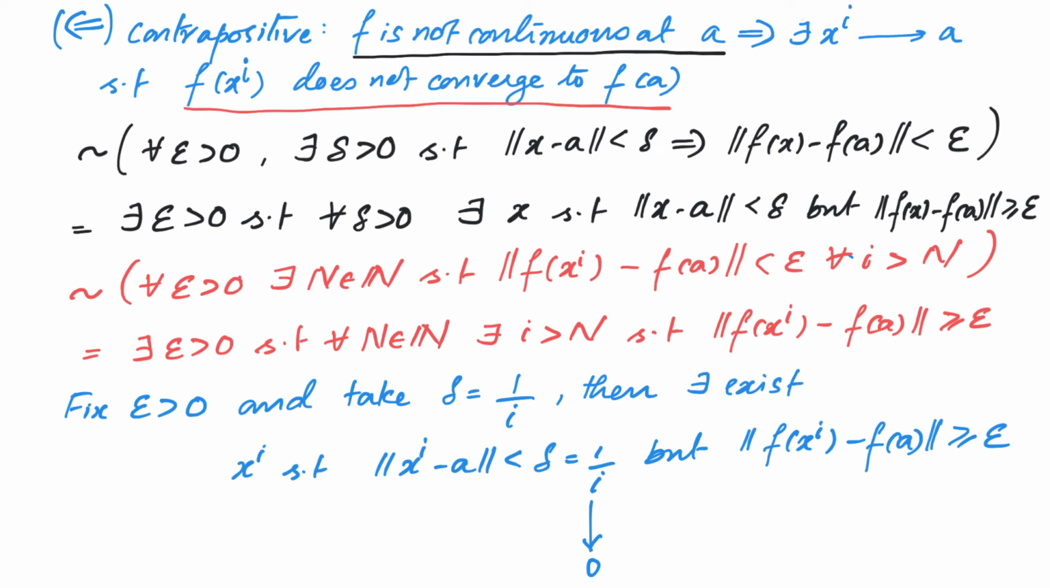Thus, we have produced a sequence x_i such that x_i converges to a, but f of x_i does not converge to f of a. And that completes the proof of our theorem.